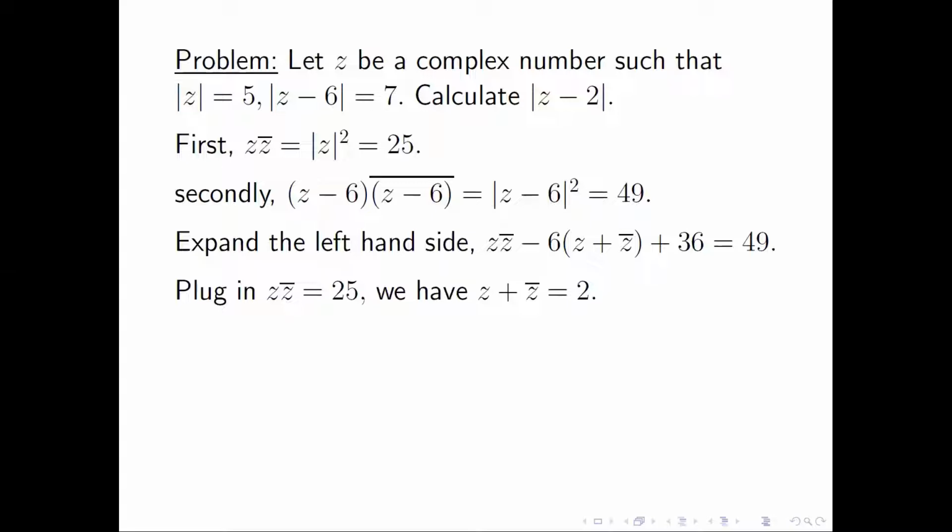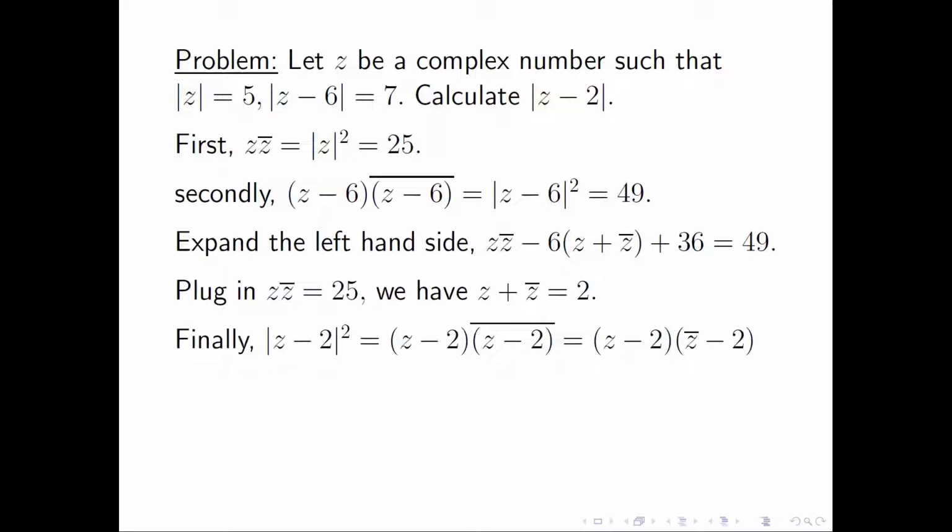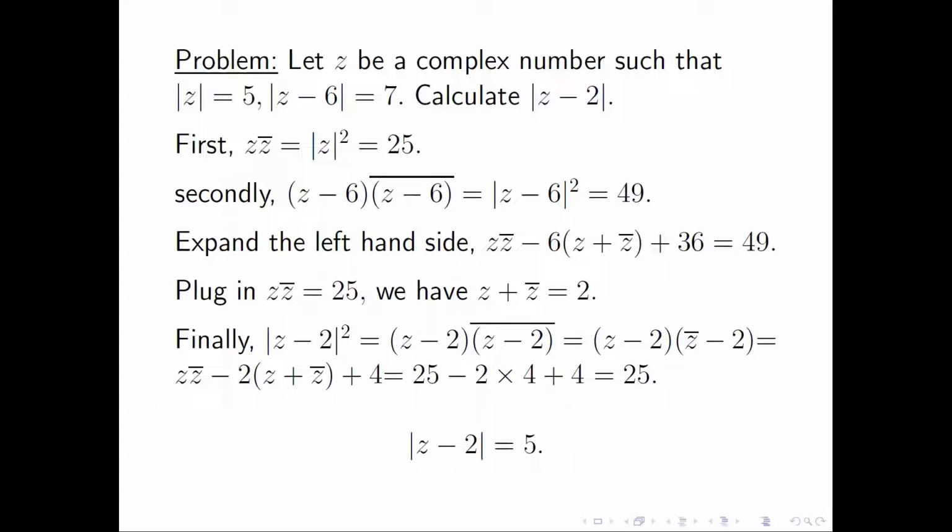The sum of a complex number and its conjugate is always a real number. Finally, we calculate z minus 2 in absolute value squared. Plug in the definition, expand, and plug in z times z bar and z plus z bar. We have 25. Therefore, z minus 2 in absolute value is 5.